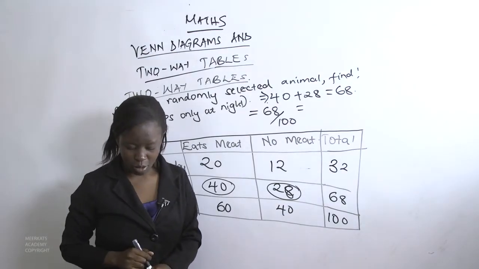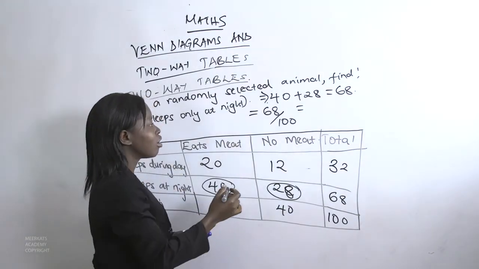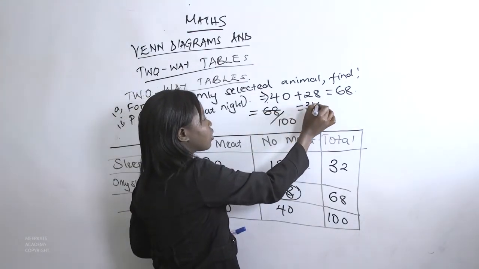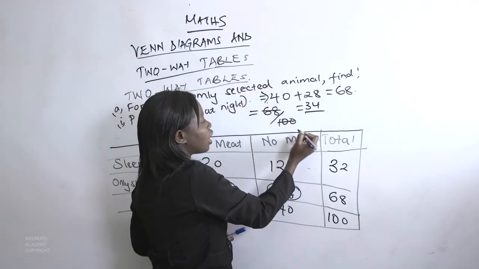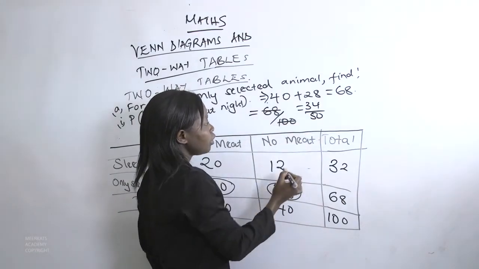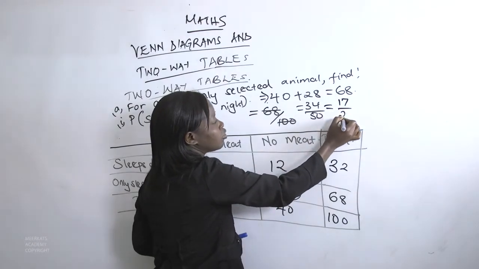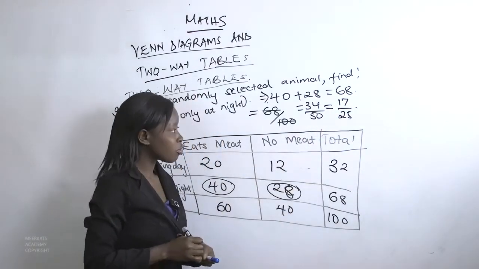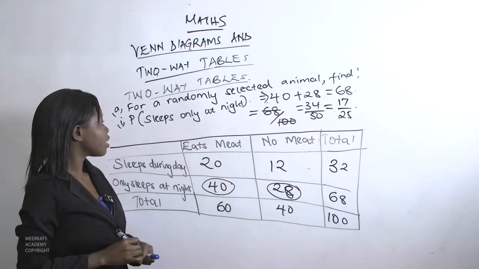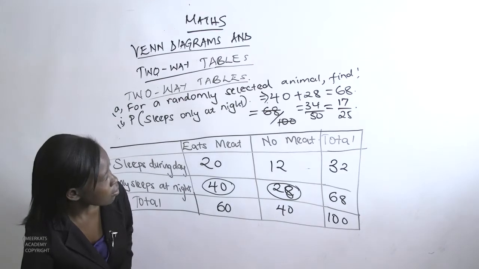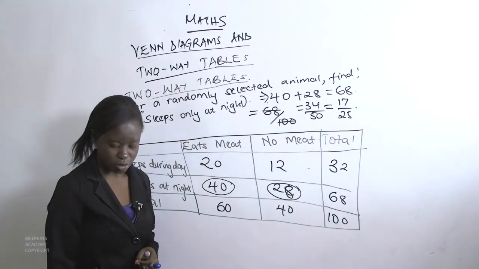We can simplify our fraction, 68 over 100. 2 into 68, that is 34. 2 into 100, we have 50. 2 into 34, we have 17. And 2 into 50, we have 25. So when we simplify 68 over 100, we are simply getting 17 over 25.